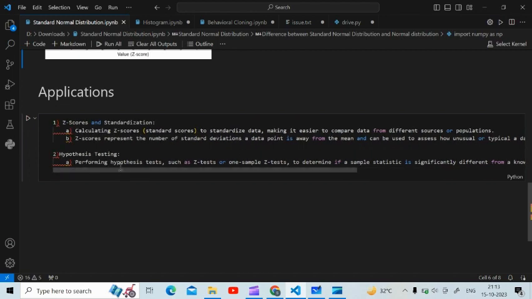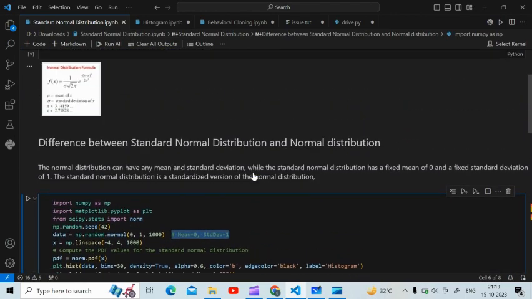For hypothesis testing, there are many tests: Z test, T test, one sample test, F test. There are n number of tests that we can mention. But the Z score value, the standardized value, will be needed for them. So we will come across hypothesis testing in each and every part.